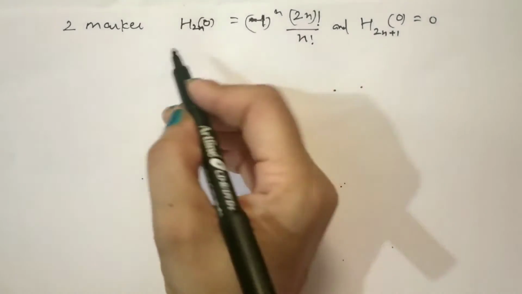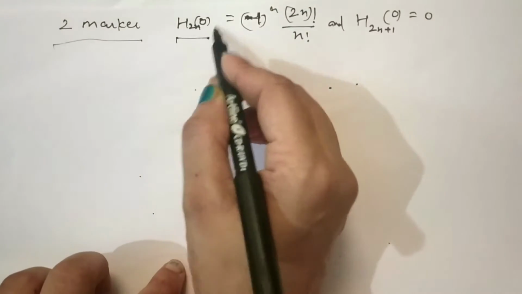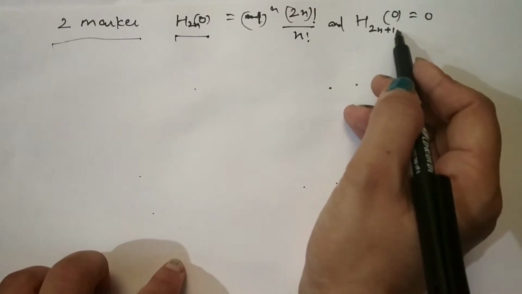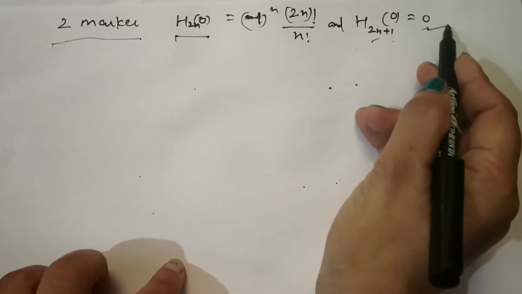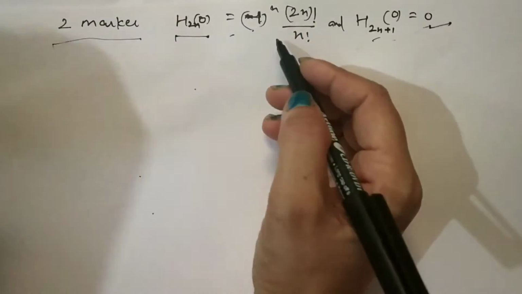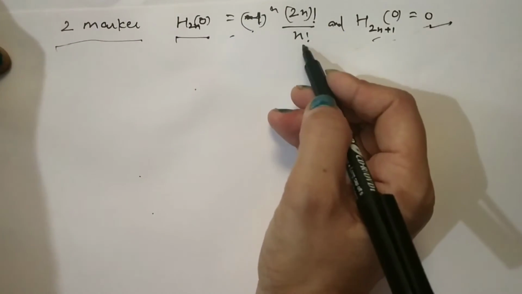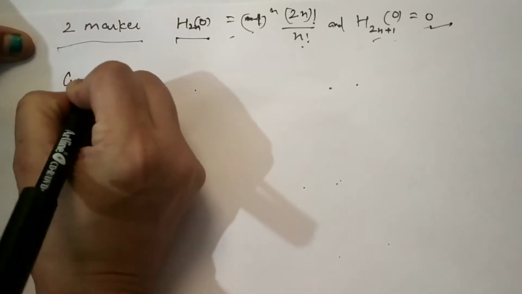Now look at this question. This is a 2 marker question. You have to prove here H_2n+1(0) is 0, and H_2n(0) is minus 1 raised to power n into 2n factorial upon n factorial. To prove this, we are going to use here the generating formula.